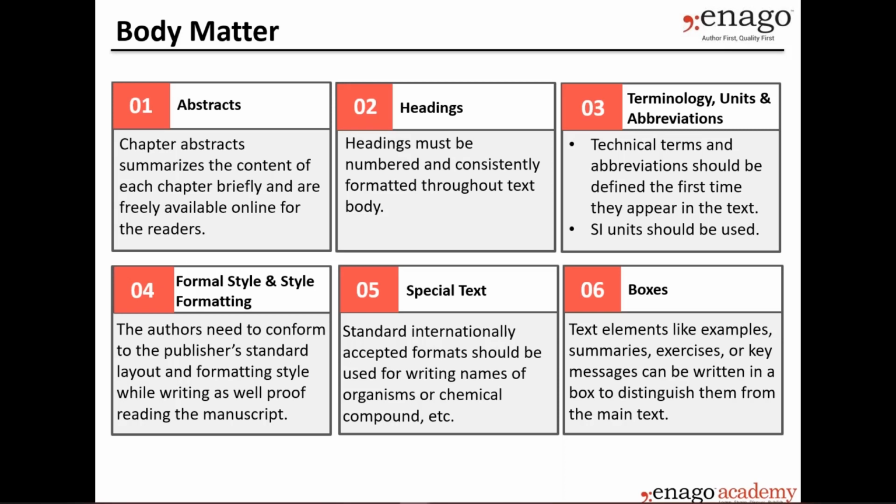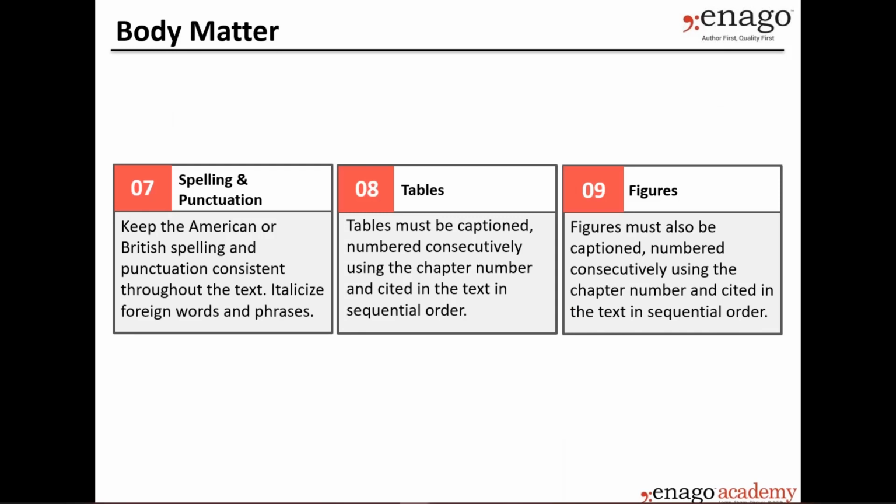Then format, style, formatting. The authors need to conform to the publisher's standard layout and formatting style. Generally, the publishers provide this to the authors, what kind of style they prefer. Then special text, like standard internationally accepted format, should be used for writing names of organisms or chemical compounds. Boxes, text elements like examples, summaries, exercises, or key messages can be written in a box to distinguish them from the main text. Then spelling, punctuation, certainly keep one style, either American or British spelling and punctuation, consistent throughout the text. Tables must be captioned, numbered consecutively. Again, the publisher will probably have some kind of formatting recommendations. Figures, same goes here. The publisher probably has some recommendations for that also.